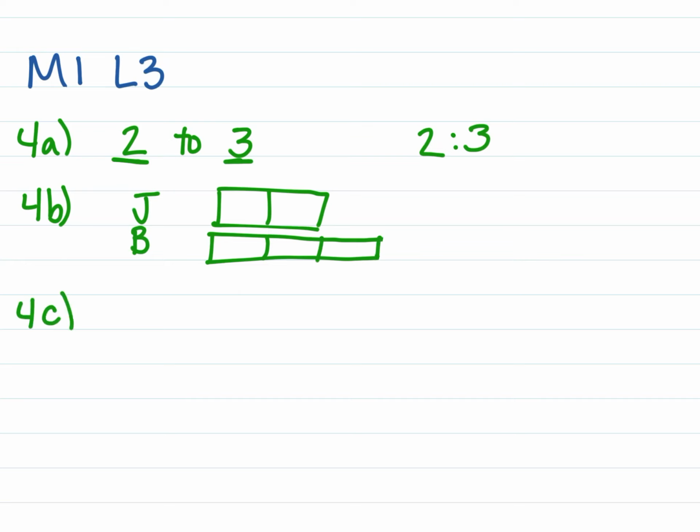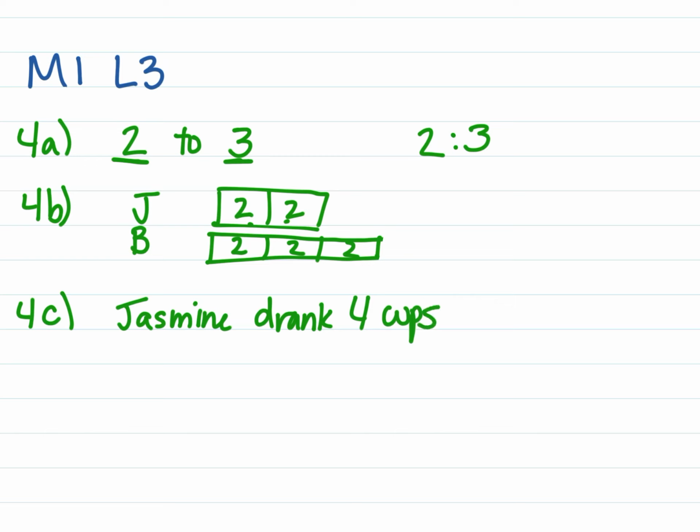C says if 1 pint, meaning one of those boxes, is equal to 2 cups of milk, how many did each of them drink? How many did Jasmine drink? Well, Jasmine would have drank 4, because 2 and 2 make 4. And Brenda drank 2, 4, 6 cups.